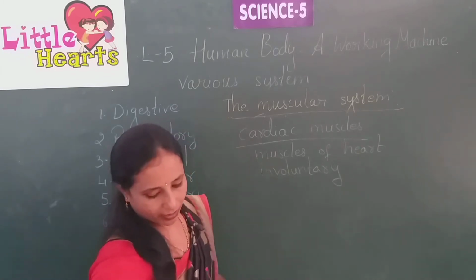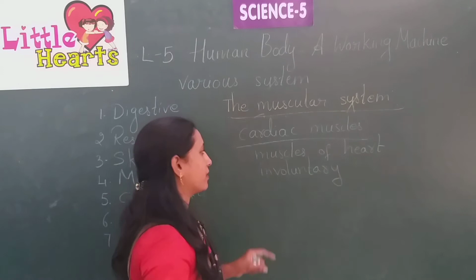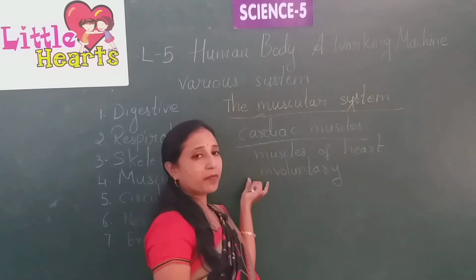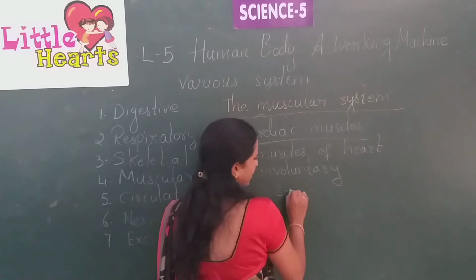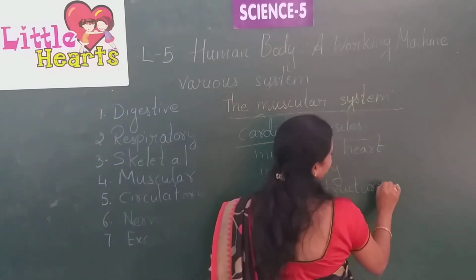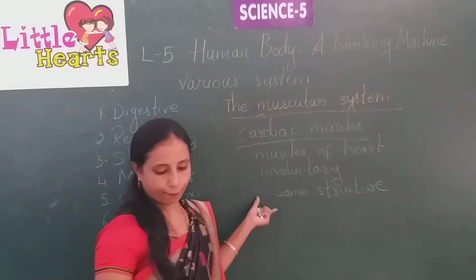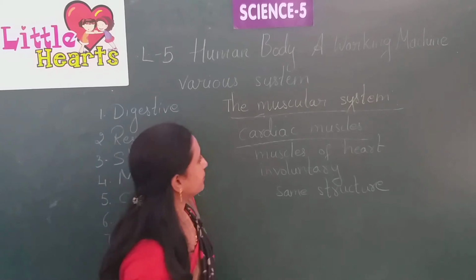But they have a structure similar to that of the voluntary muscles. So voluntary muscles and involuntary muscles have the same structure, but the function is different. So how do muscles work?